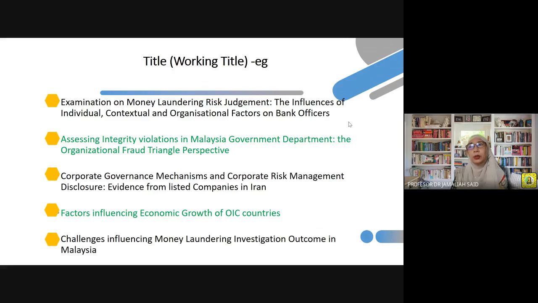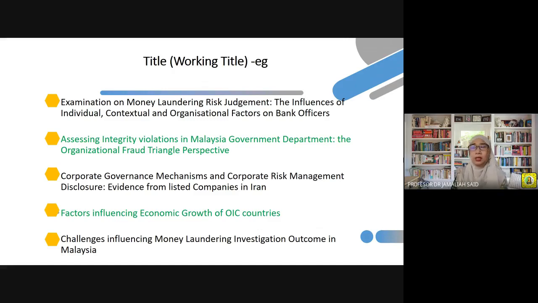From this, do you know what is the cause? What is the effect? What is the sample? The cause is individual factors, contextual factors, organizational factors. What is the effect? Money laundering risk judgment. Who are the sample? Bank officers. From this, we can directly understand that the student is trying to examine whether individual factors, we do not know what individual factors are. Maybe you have to read the thesis, only then you know.